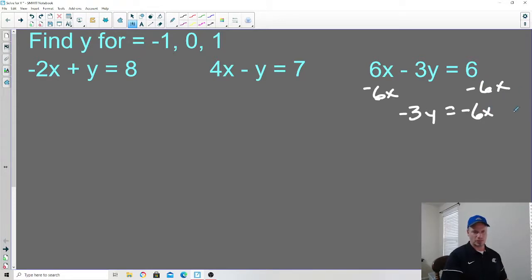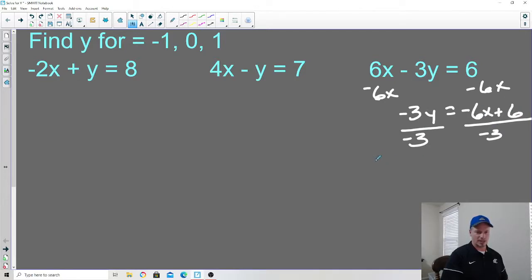It needs to go first. Put the positive 6 beside it. And there we go. That's the first step. First step done. Last step, get rid of this negative 3 in front of the y. Divide. And when you divide, you have to divide both terms by negative 3. Not just this term, but both terms.